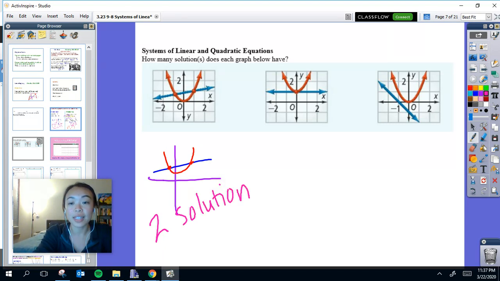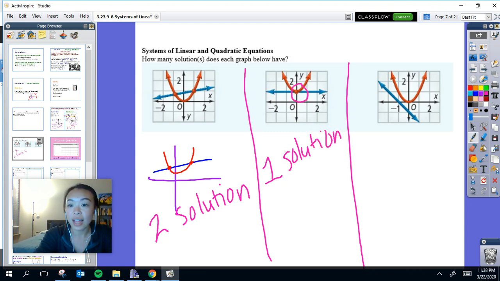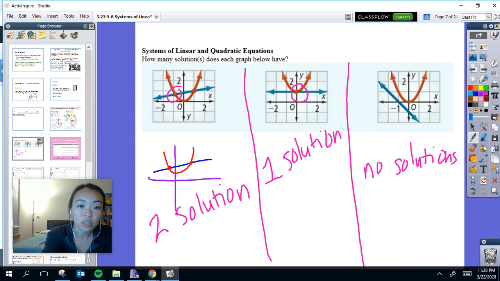Go ahead and copy down the second image. And you're going to write that this, because it has 1 intersection, is going to have 1 solution. And our last one, you see that there are no intersections. So after you copy down that graph, please write that it has no solutions. So just like linear systems, that is the difference. The intersections are going to be called solutions or answers.